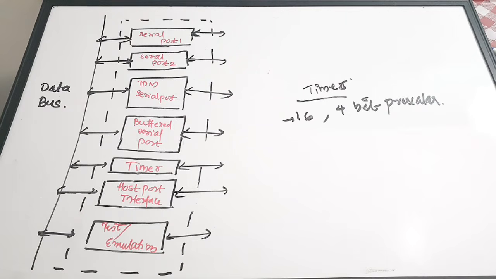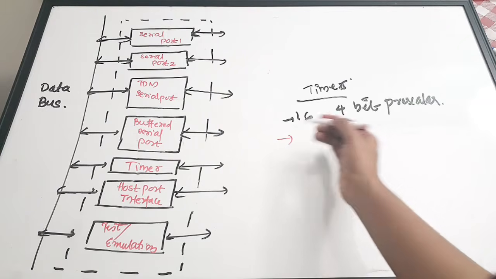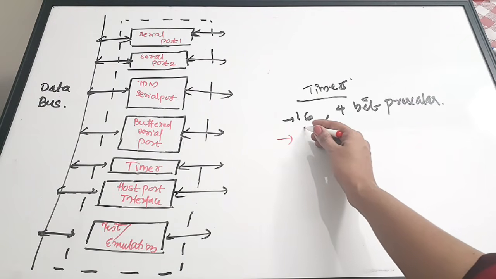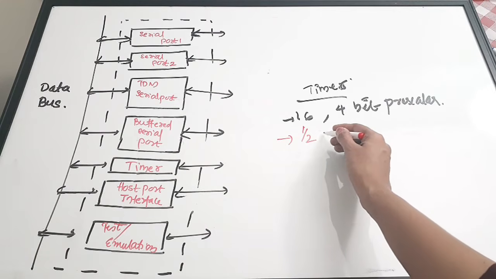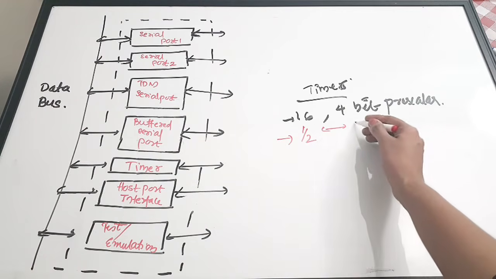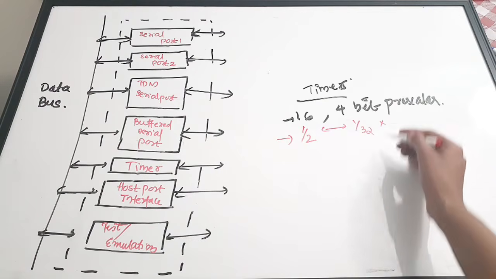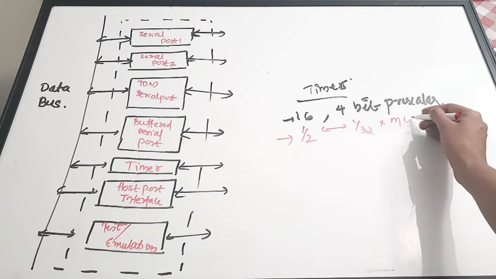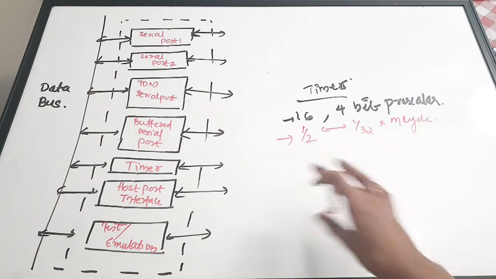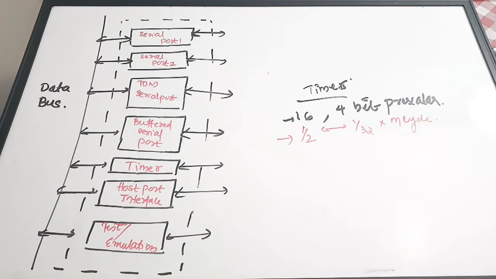This programmable timer generates clock at a rate between 1/2 and 1/32 of the machine cycle rate. So this timer is generating clocks in the range of 1/2 to 1/32 of the machine cycle. That is the clock period of the timer. So that is the most important part of the timer.